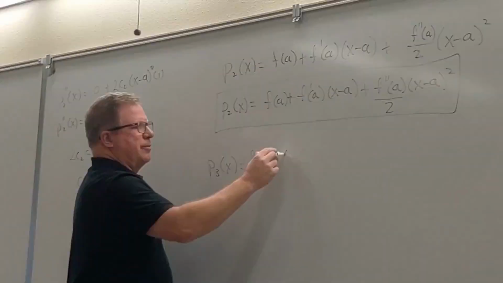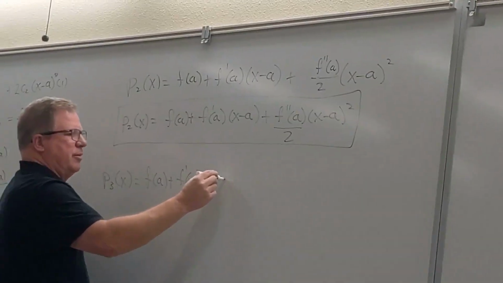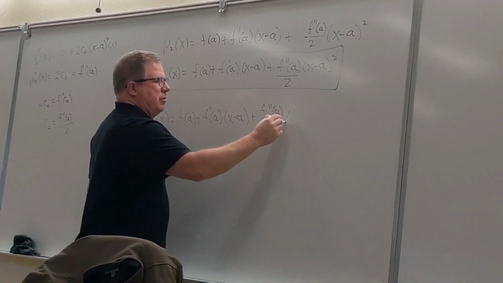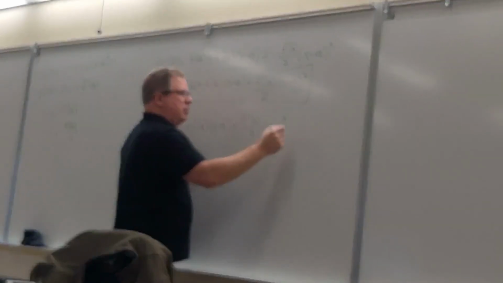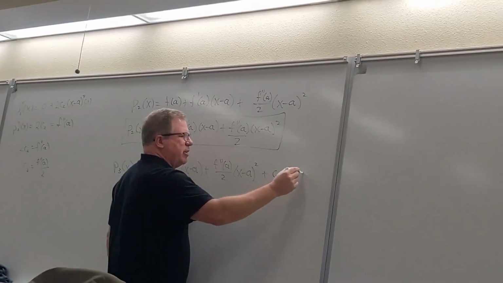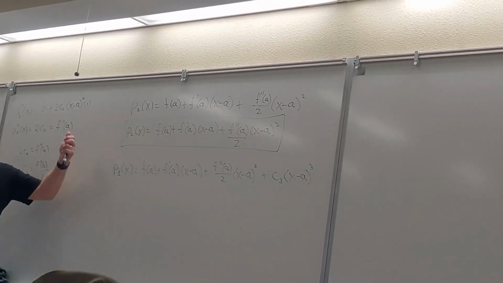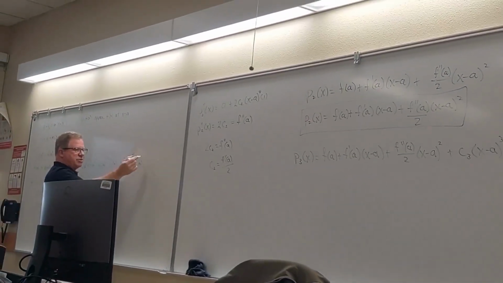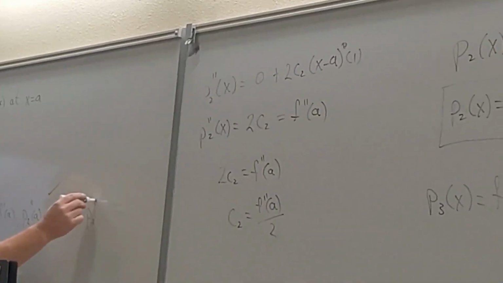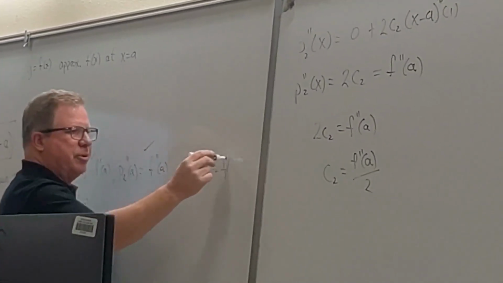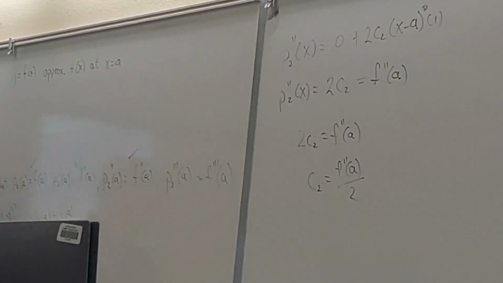We copy and paste our second degree. And we add C3 times x minus a cubed. And now we've got to go through all of this again. Since we're on the third one here, that means there's another condition. The third derivative has to equal the third derivative of the original function, evaluated at a.